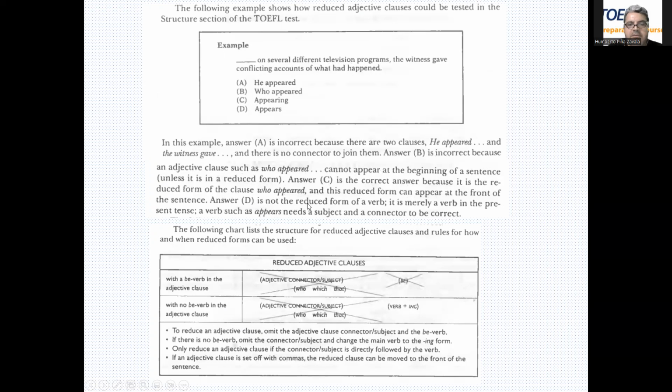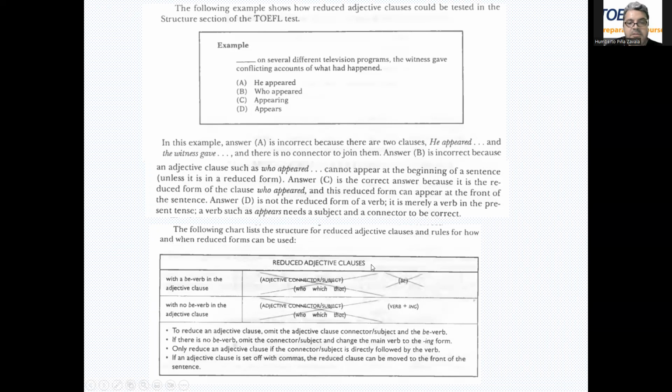Answer D is not the reduced form of the verb. It is merely a verb in the present tense. A verb such as "appears" needs a subject and a connector to be correct. So here we have a chart which lists the structure for reduced adjective clauses and rules for how and when the reduced forms can be used.